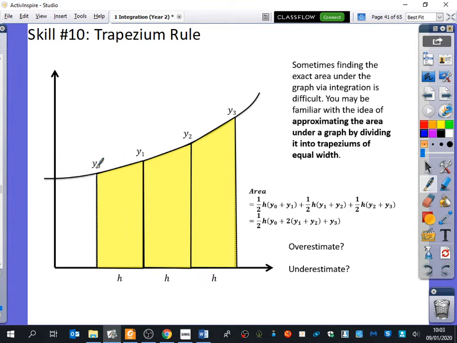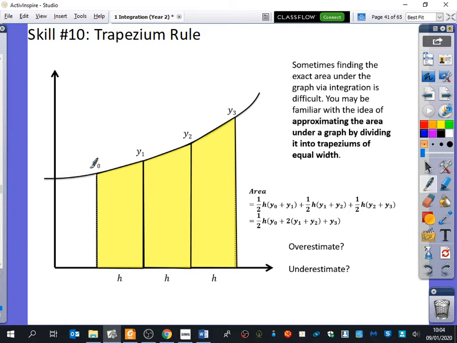Then I use y0, y1, y2, and y3 to refer to the y coordinates for these different points along the trapezium that I have. We always start with y0, just because we do, and that's sort of like how things work in computing and stuff like that. The first thing is always y0 rather than y1.